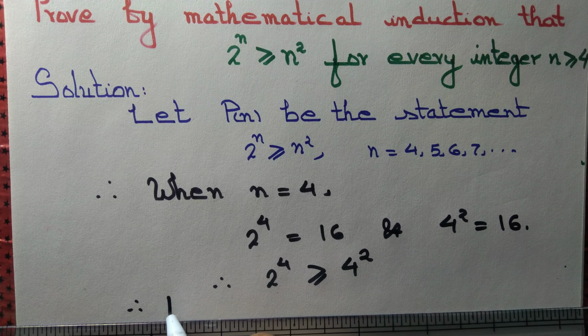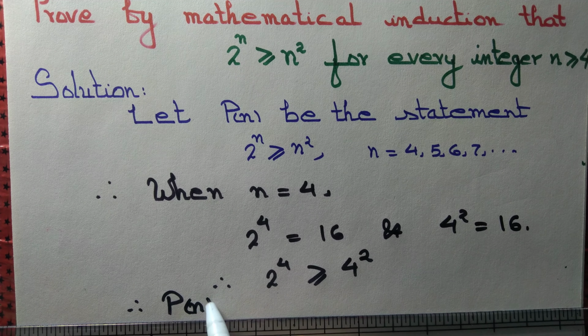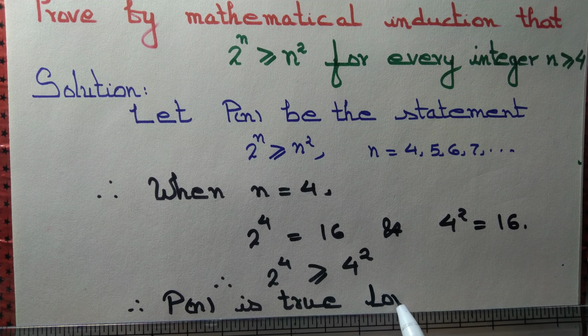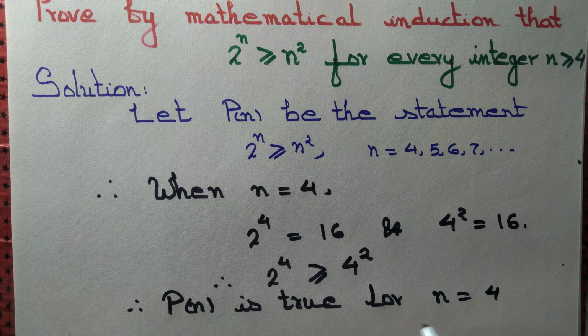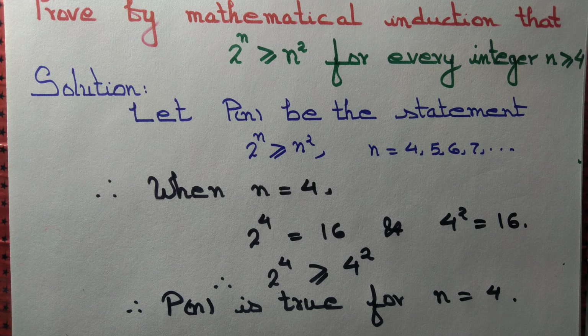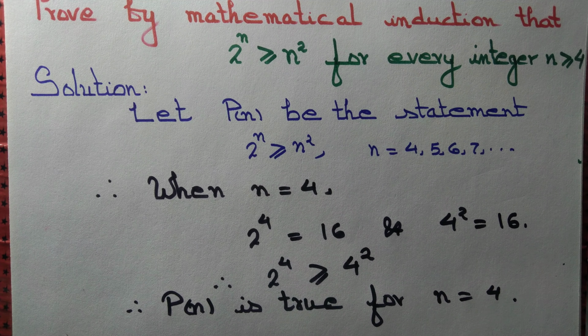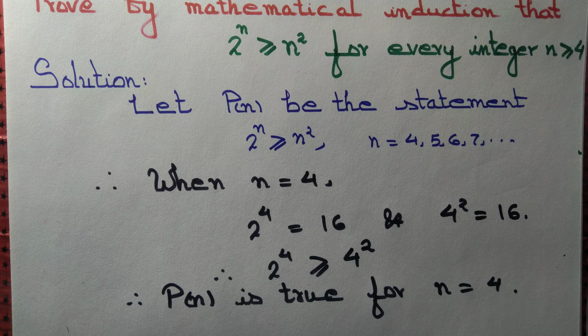Therefore, P(n) is true for n equal to 4. So, our statement is true from the starting point n equal to 4. Now, let us do some kind of cycling.